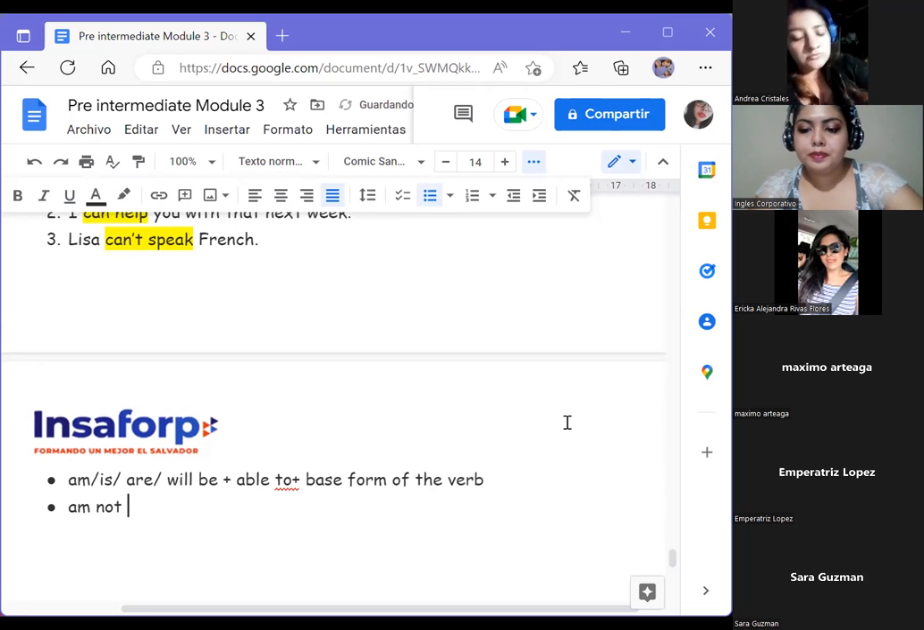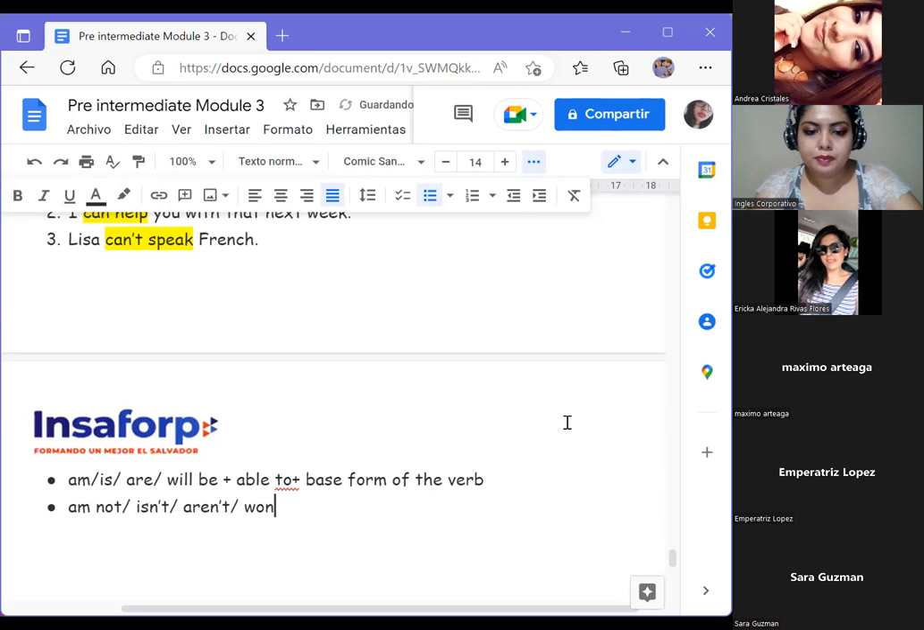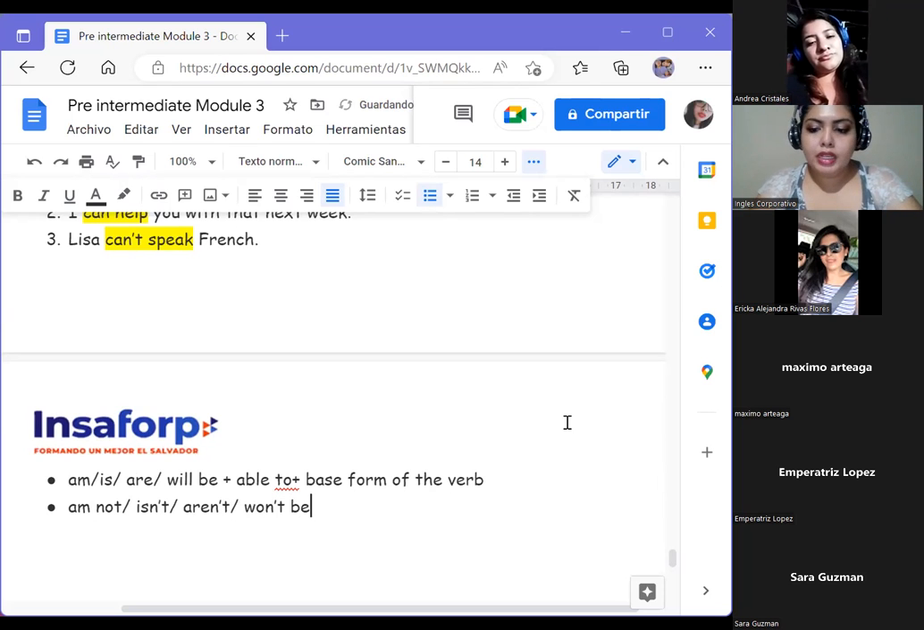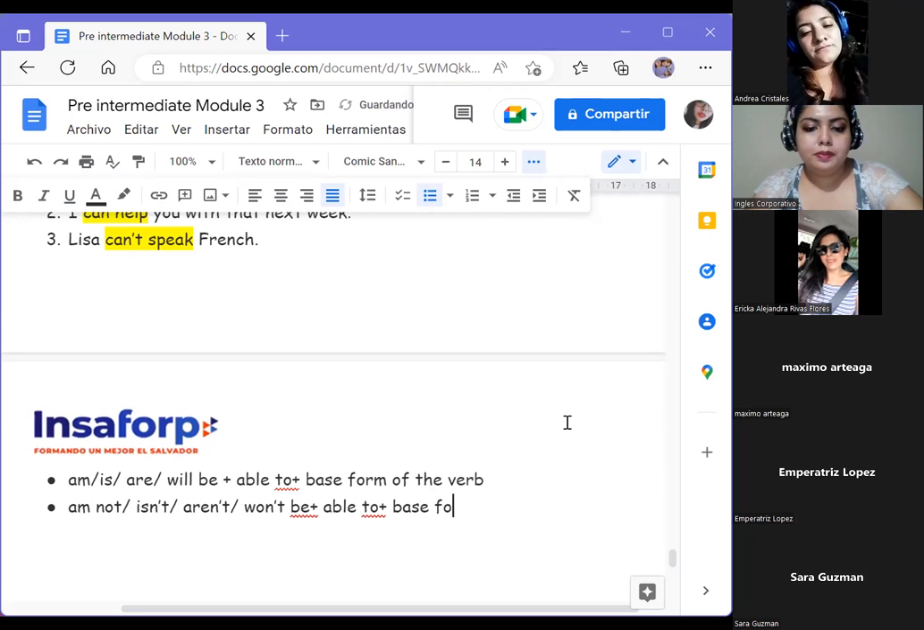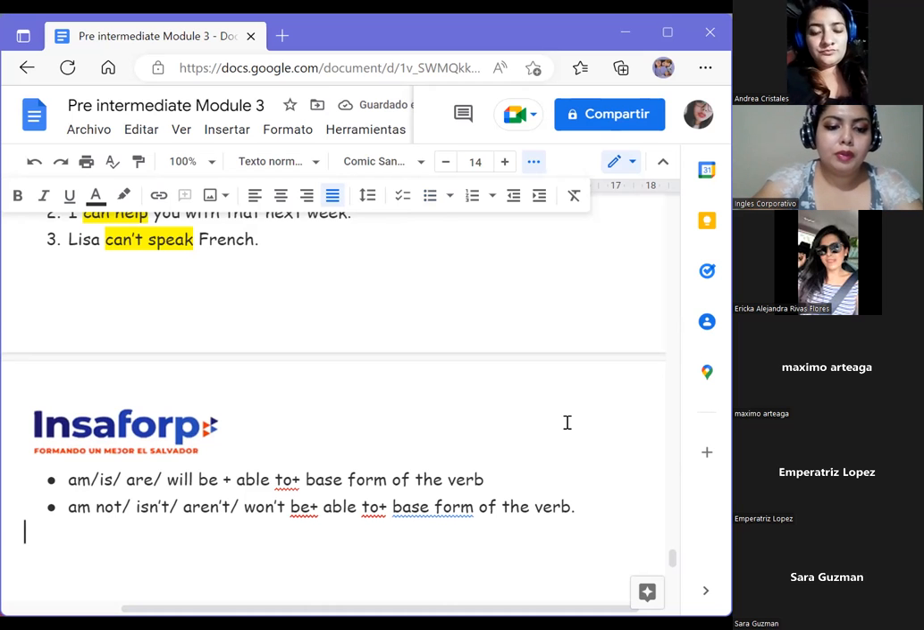I'm not, isn't, aren't, then we have won't, won't be, plus able, plus base form of the verb. Passive and negative structure. And we have the example.